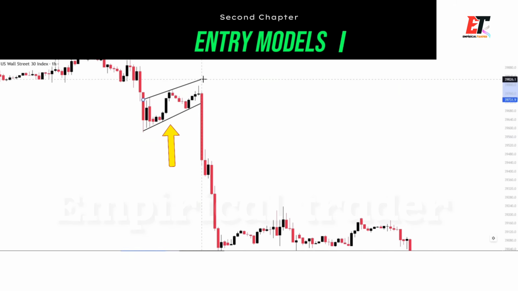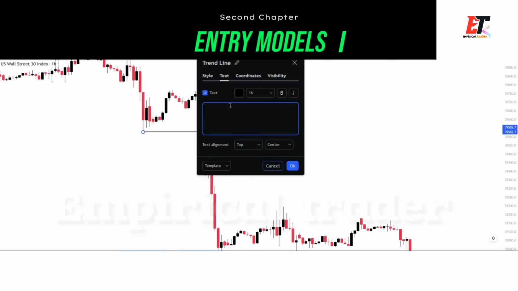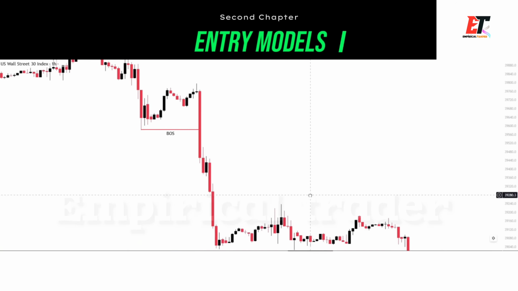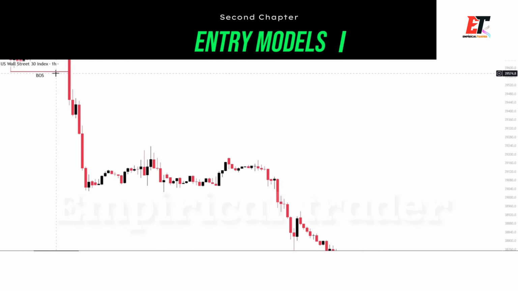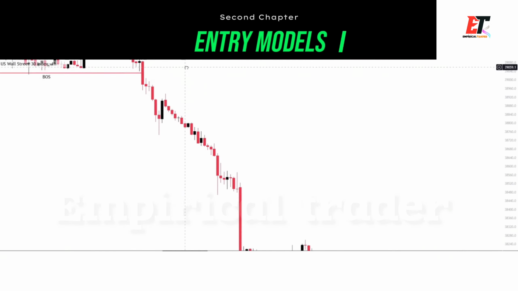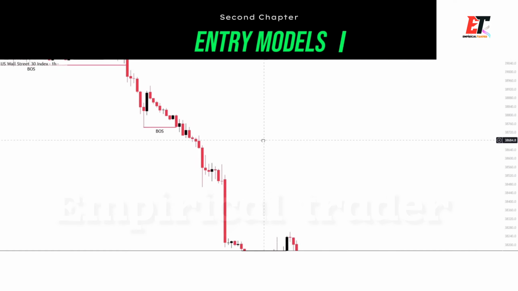Right here, for example, we got an ascending trend line with liquidity resting below that, shortly after taken by breaking the trend line to the downside. The downtrend is easily identified by the bearish breaks of structure. We got one right here, then another one, another break of structure, and one more.